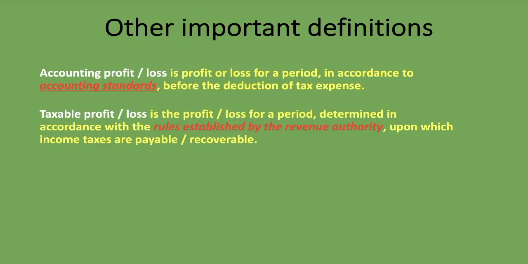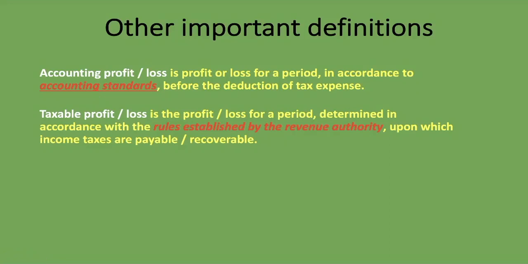The rules which are followed in getting to this point is what determines whether it's an accounting profit or a taxable profit. Accounting profit is based on accounting standards. Taxable profit is based on the rules established by the revenue authority. So let me mention this. If your accounting profit is the same as your taxable profit, you have no deferred tax for that period. But if they are not the same, that means that we have to reconcile them. And that is where deferred tax comes into the picture.